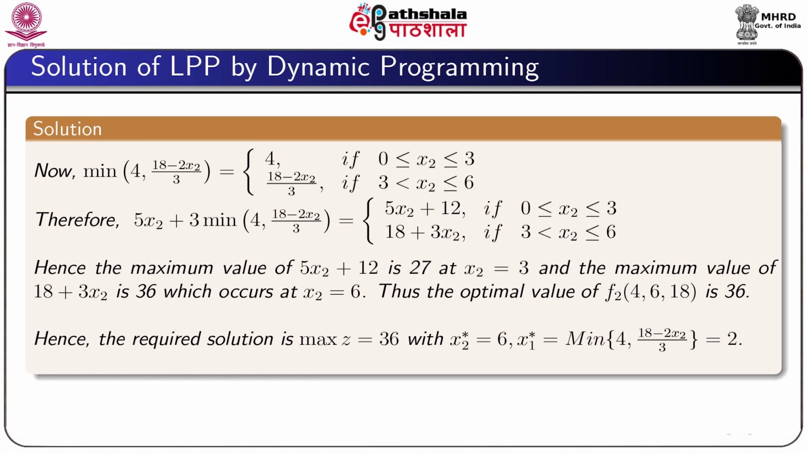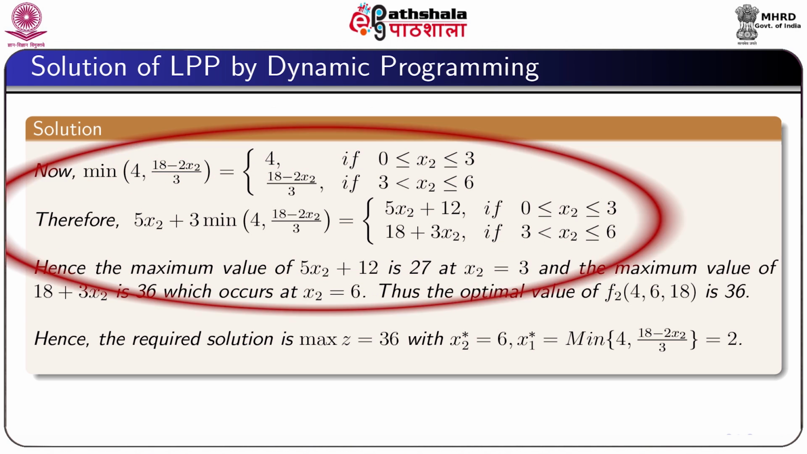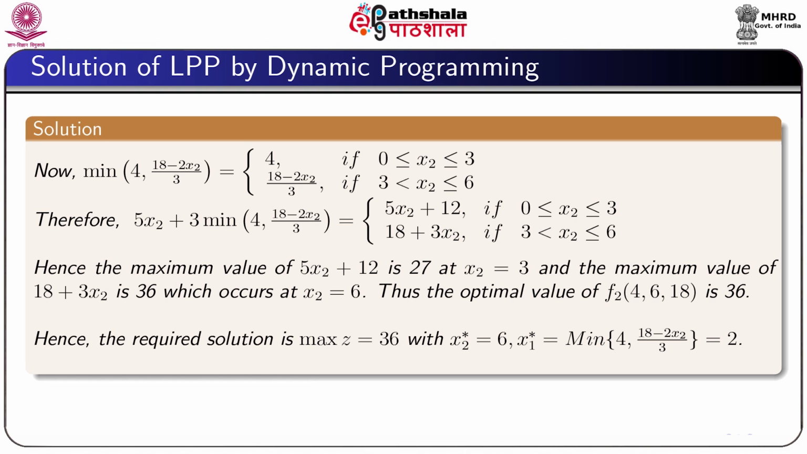Now, the minimum of 4 and (18 minus 2 x 2) by 3 is equal to 4 if 0 less than or equal to x 2 less than or equal to 3, and it is equal to (18 minus 2 x 2) by 3 if 3 less than x 2 less than or equal to 6. Therefore, 5 x 2 plus 3 times the minimum will be equal to 5 x 2 plus 12 if 0 less than or equal to x 2 less than or equal to 3, and it is equal to 18 plus 3 x 2 if 3 less than x 2 less than or equal to 6.